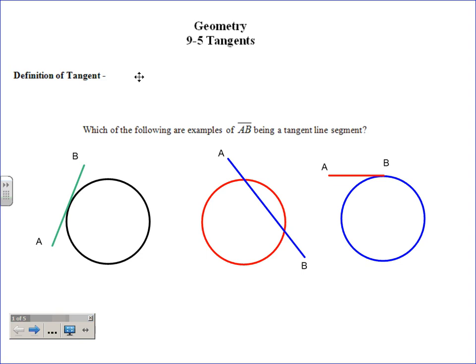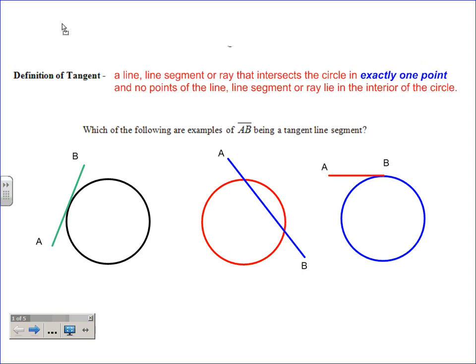The definition of tangent: a line segment, or ray. It could be any of those. Remember, a line means it keeps going in both directions. A line segment means it stops. And a ray means it keeps going in one direction. That intersects the circle in exactly one point, or at exactly one point.